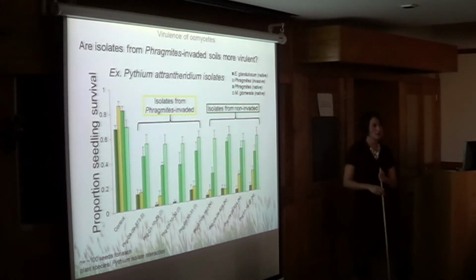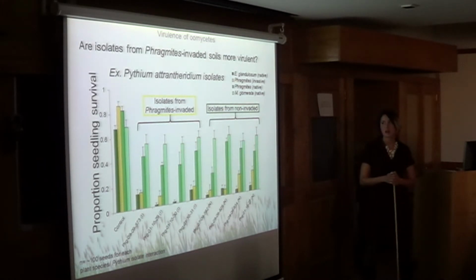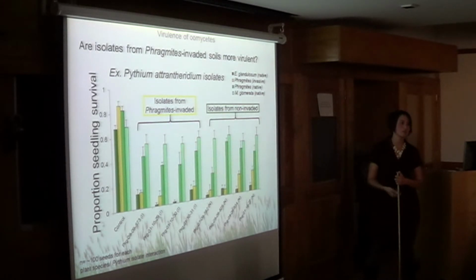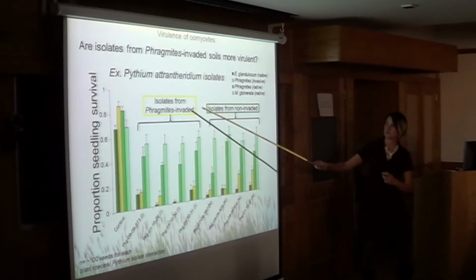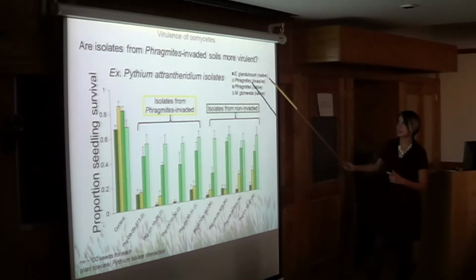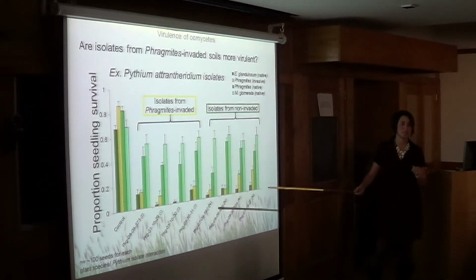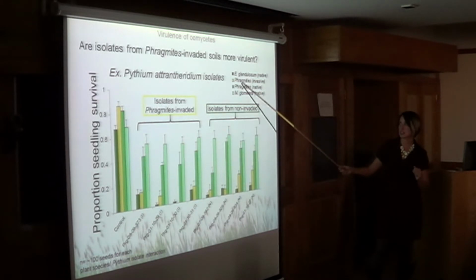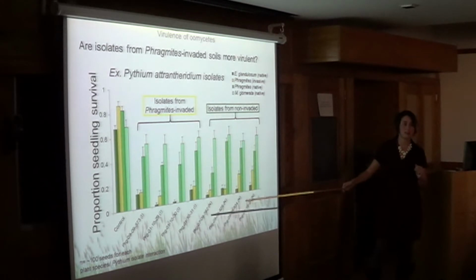And so we did this for, I think, 8 different species. I'm just showing one here, Pythium and Trantheridium, but we took isolates from both the Phragmites invaded and non-invaded range and tested their pathogenicity and virulence to a number of plant species, which are in different colors here. The green are natives, and the yellow is the invasive Phragmites.